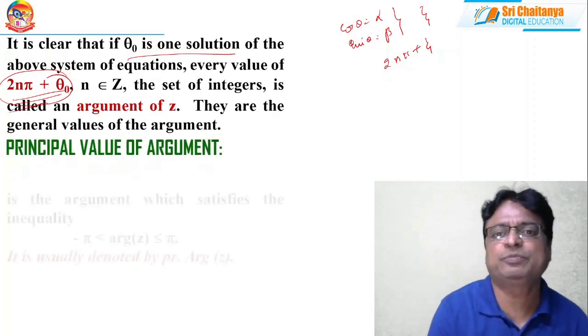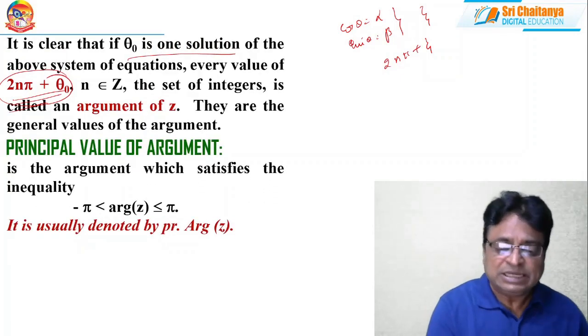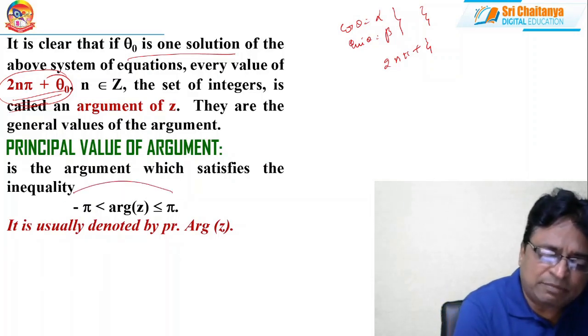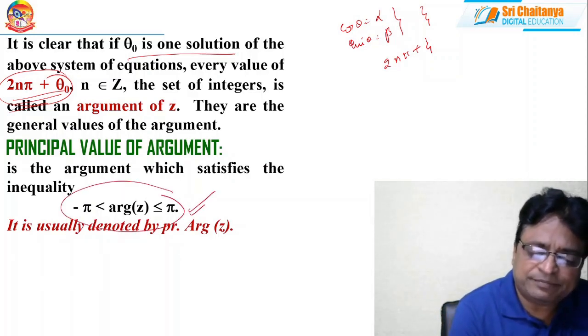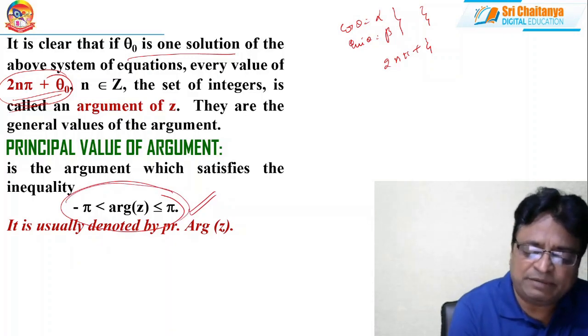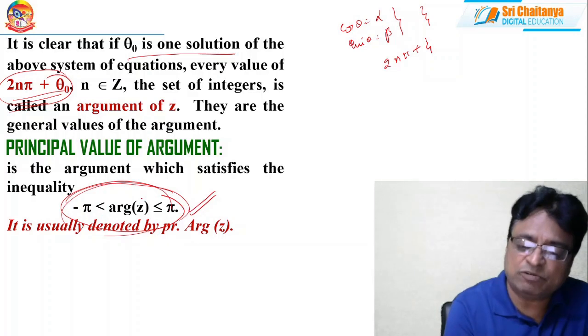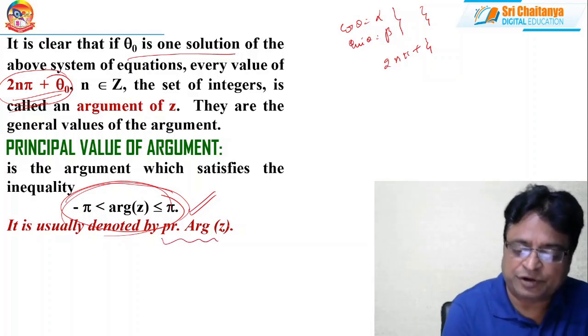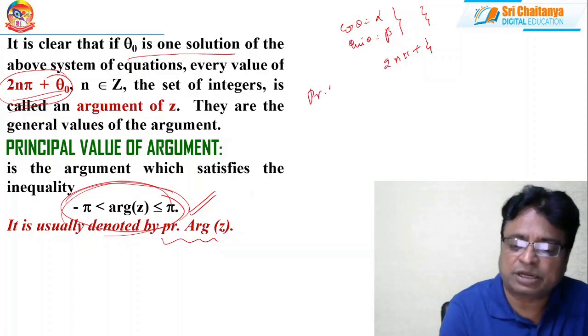Now coming to the principal argument. See, here whenever the argument lies between minus pi and pi, then in this case the argument, that means the value of theta, is called the principal argument, and it is denoted with Arg z.